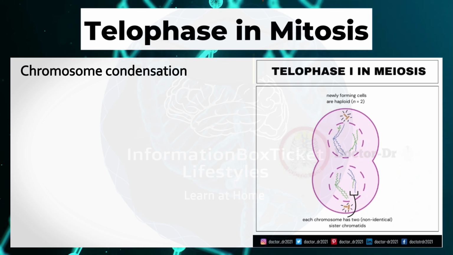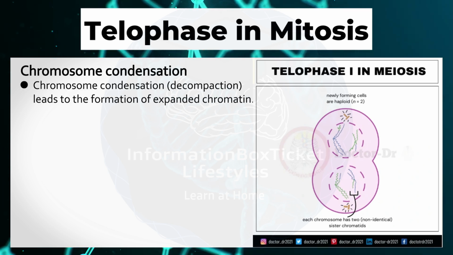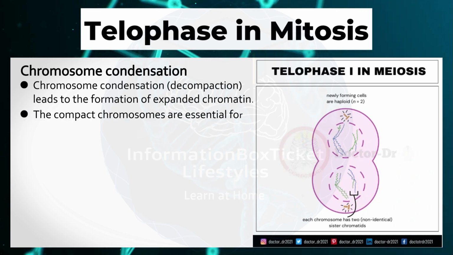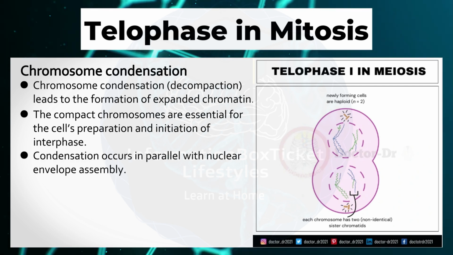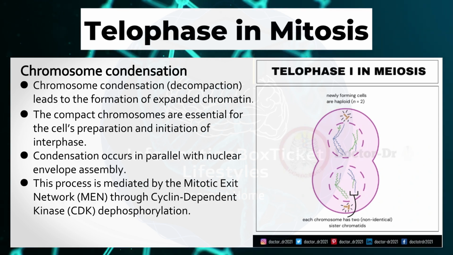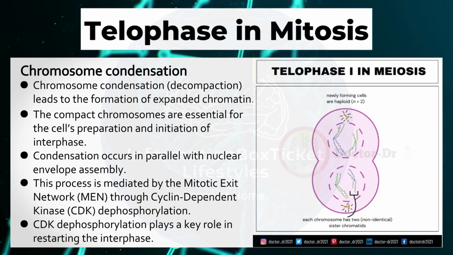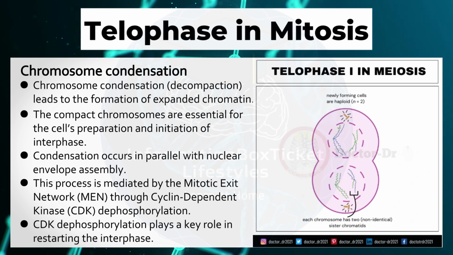Chromosome condensation. Chromosome decompaction leads to the formation of expanded chromatin. The compact chromosomes are essential for the cell's preparation and initiation of interphase. Condensation occurs in parallel with nuclear envelope assembly. This process is mediated by the mitotic exit network through cyclin-dependent kinase dephosphorylation. Cyclin-dependent kinase dephosphorylation plays a key role in restarting the interphase.